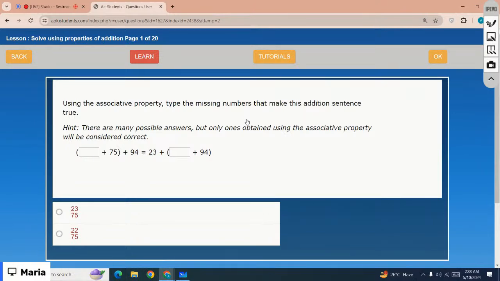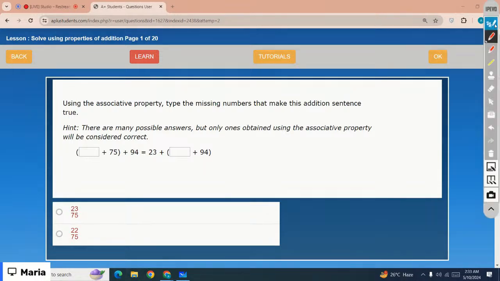Using the associative property, type the missing numbers that make the addition sentence true. So which is the correct option? That is the associative property, right? Associative property is the one that involves three numbers, and on both sides the numbers are exactly the same. Here you have 94, here you have 94. Here you have 23, but here you don't have 23. That means the missing number is 23.